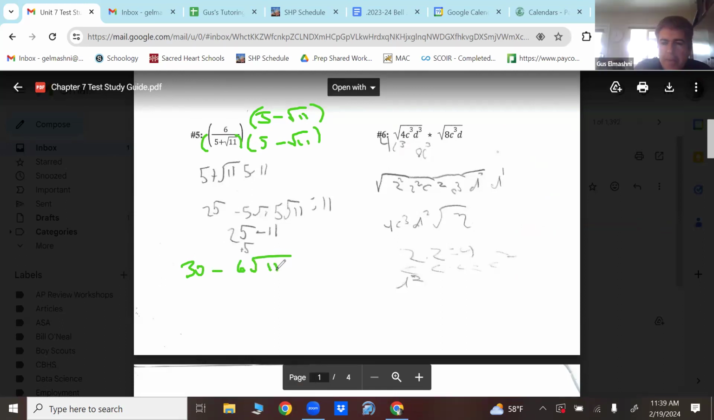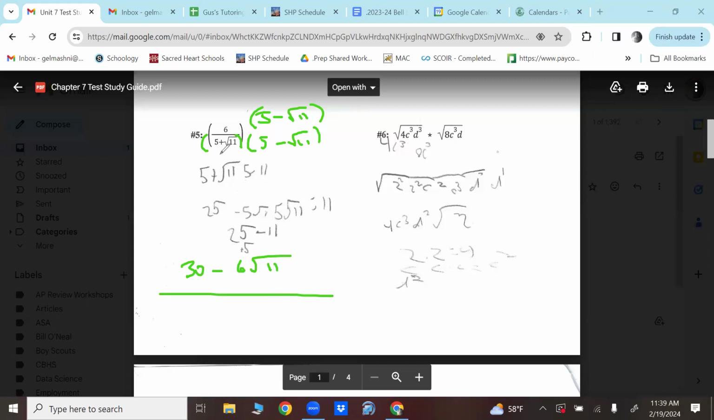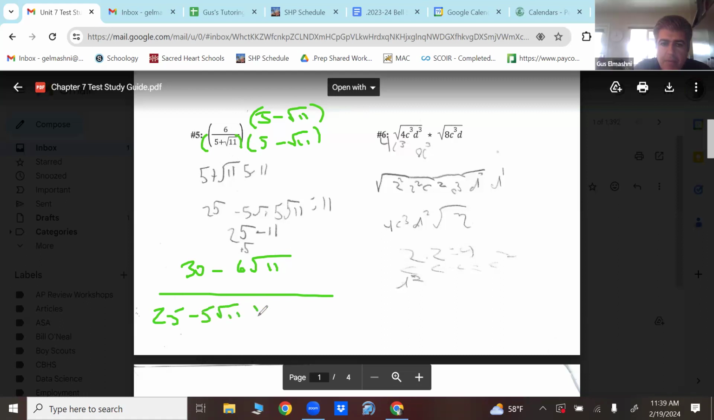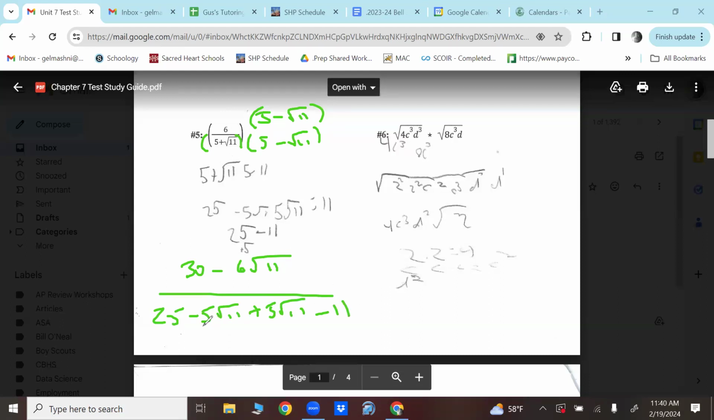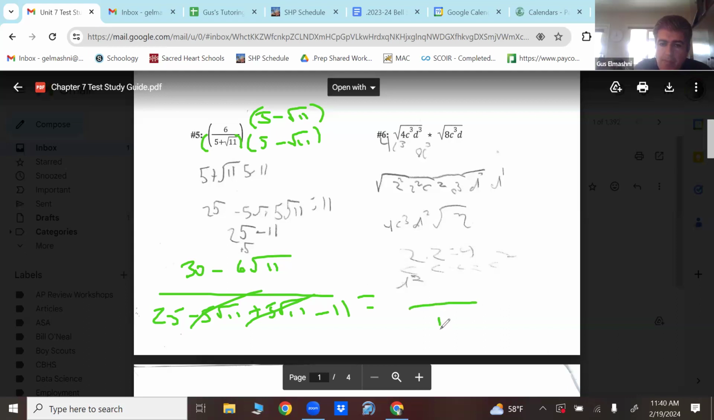It's kind of a weird rule, but you have to multiply top and bottom by what they call its conjugate. So what happens when it's not a conjugate? Whenever you have a radical on the bottom, that's what you have to do to get rid of it. Because what's going to happen: multiply 5 times 5, minus 5 root 11, plus 5 root 11, minus 11. And you get 14 on the bottom.